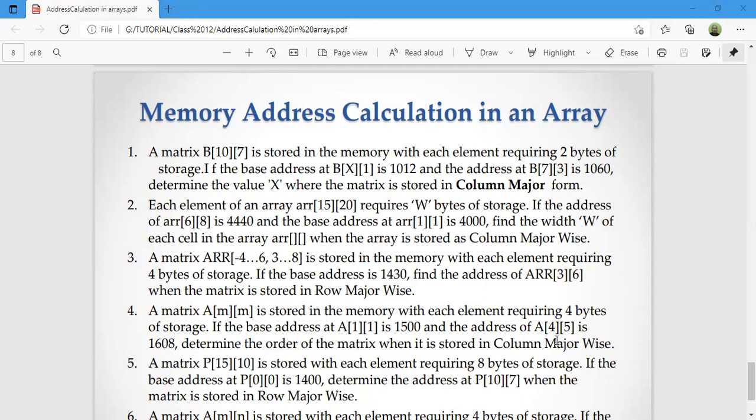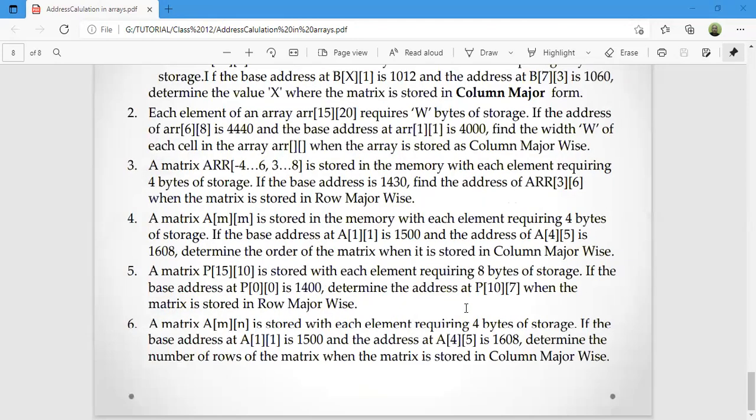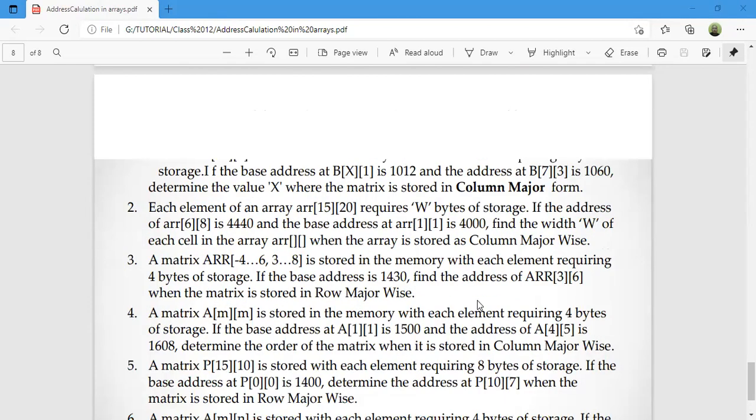Note down this question because already your time is up. Please note down this question, then I will send you the PDF. I will send you the PDF so that you do not need to note down, then you can solve these questions. Right? Okay, so no need to note down.